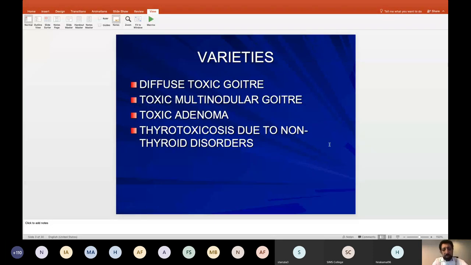These are the various varieties of thyrotoxicosis. That is how thyrotoxicosis can present itself. First of all, it is like a diffuse toxic goiter. And then there's a toxic multinodular goiter, toxic adenoma. And then there's thyrotoxicosis due to non-thyroid disorders. That is, the cause is lying somewhere else. It is not actually related to the thyroid gland itself. We are going to discuss all of them one by one.